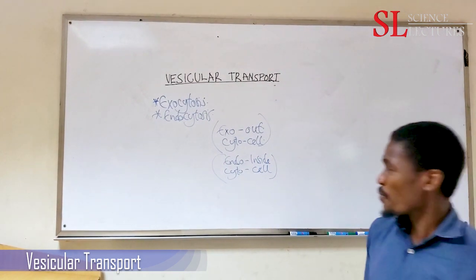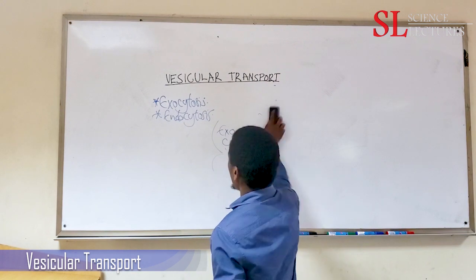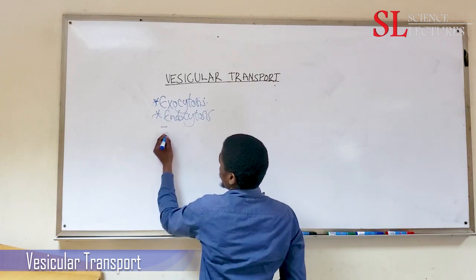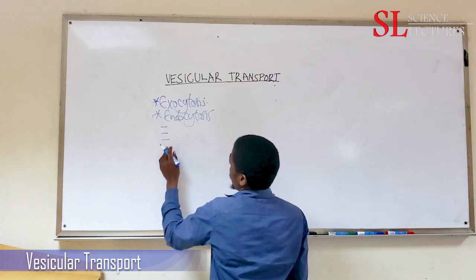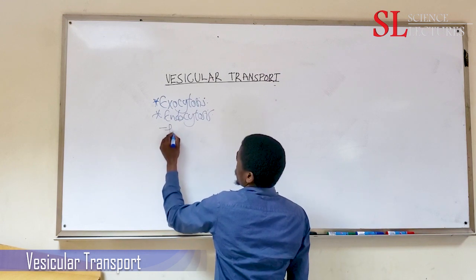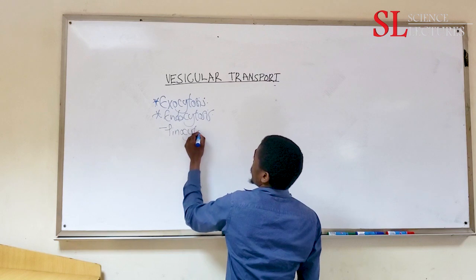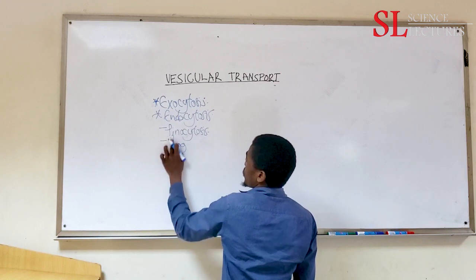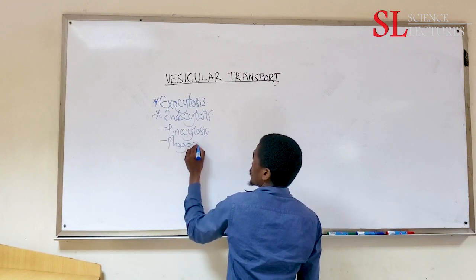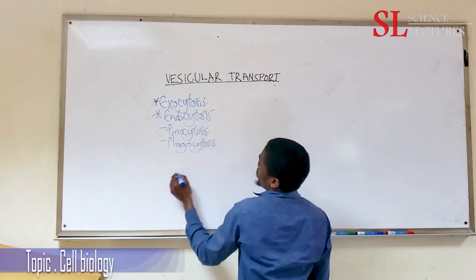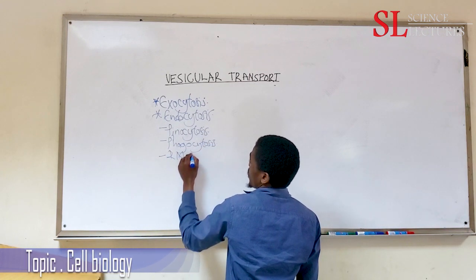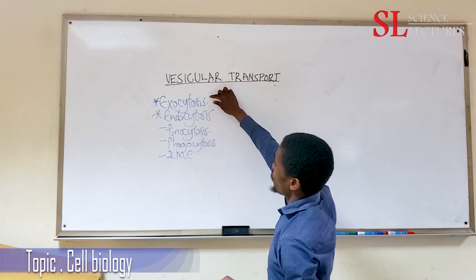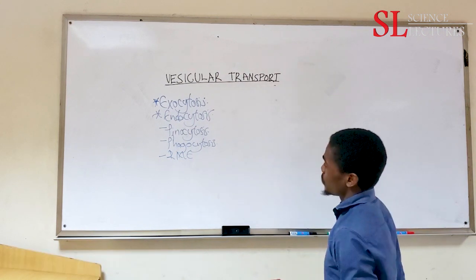Then we are going to break further. Exocytosis is independent, but under endocytosis, we have other forms of endocytosis. We have pinocytosis, phagocytosis, phago with a P, and finally, we have receptor-mediated endocytosis. Receptor-mediated endocytosis is the final one. So we'll start off with exocytosis.